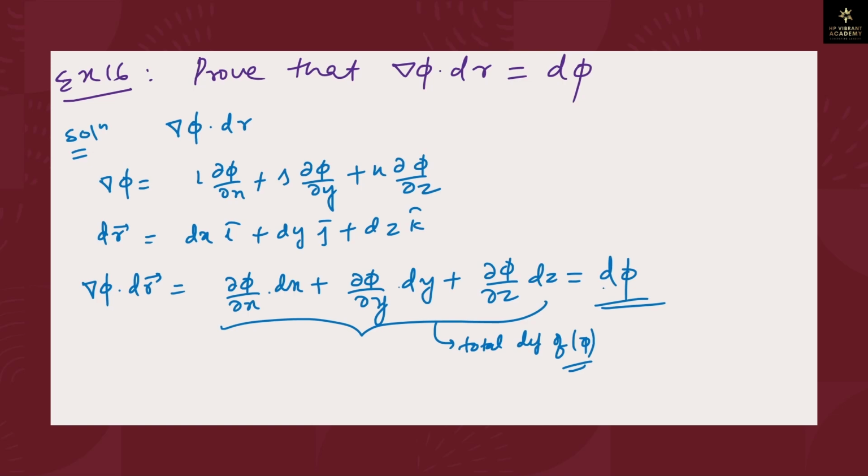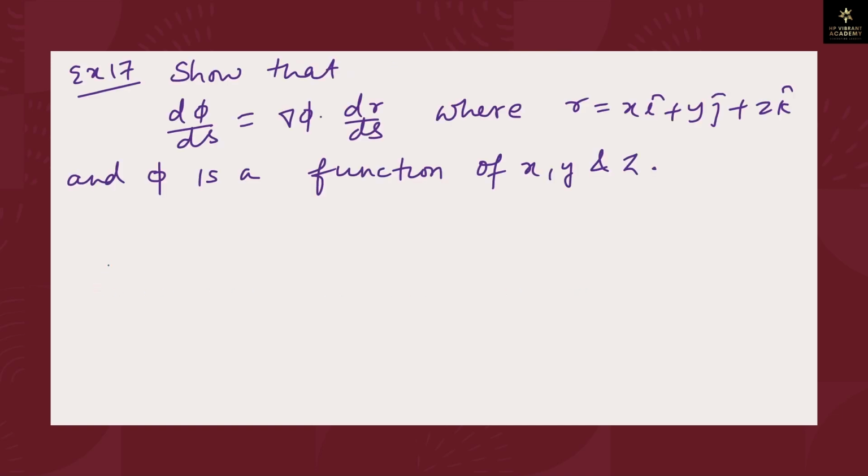Okay. Let us discuss question number 17. How we can solve this? So we have to show that d phi upon ds is equal to del phi into dr upon ds. कैसे करोगे इसको? So del of phi is equal to del phi upon del x i cap plus del phi upon del y into j cap plus del phi upon del z into k cap. कैसे करोगे? Phi is a function of x, y, z.